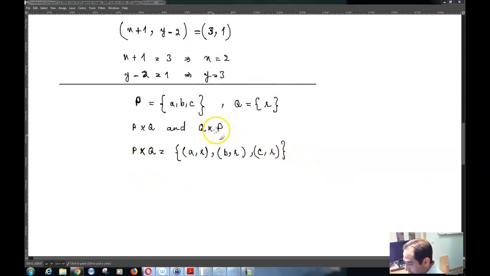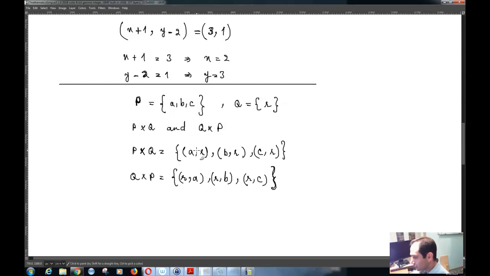And then if you want to calculate Q times P, then you have to take your first element from the set Q, meaning that you need to write this as R comma A, R comma B, and R comma C. So you have R comma A, R comma B, and R comma C. So that is, for example, the two different Cartesian products that you can get using these two sets.